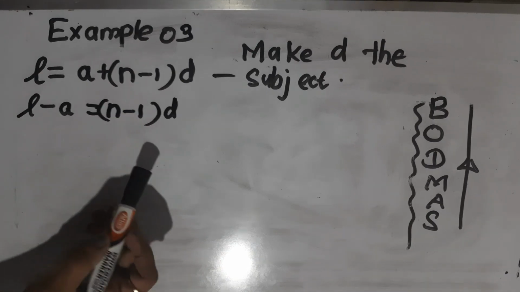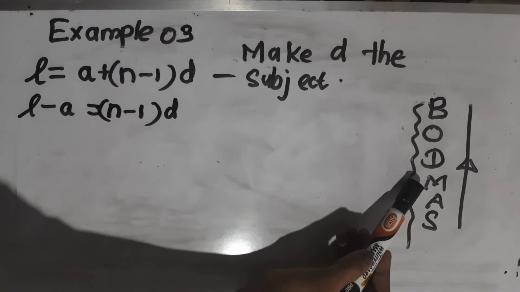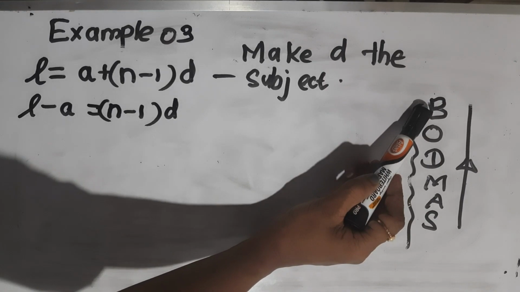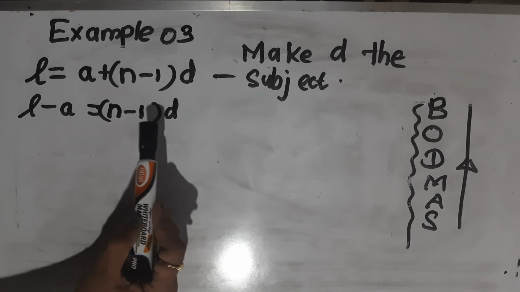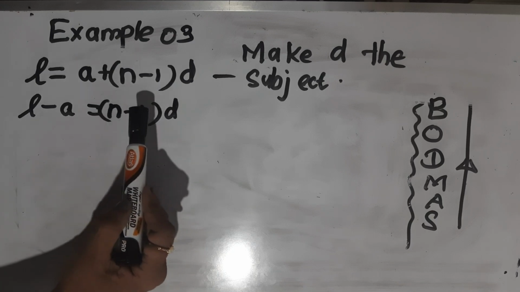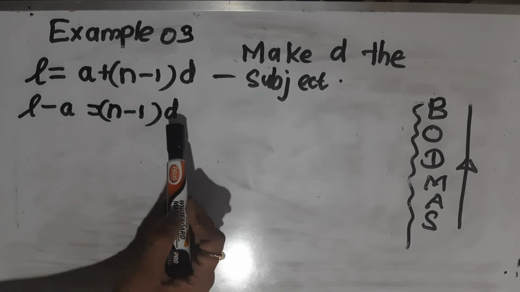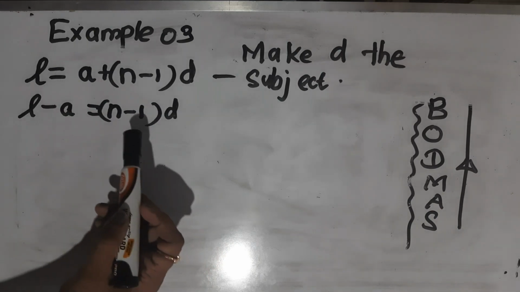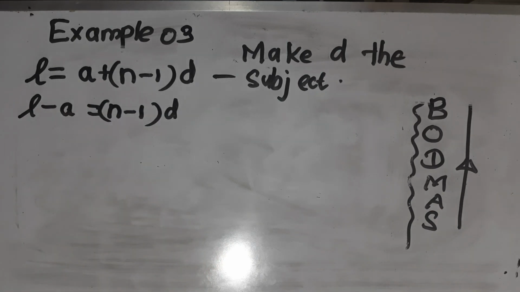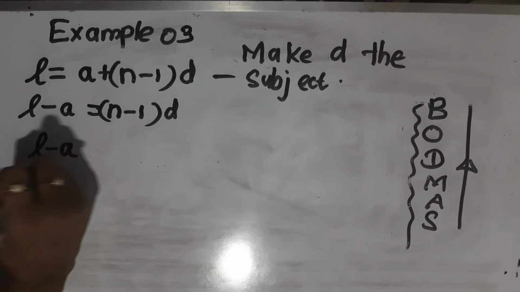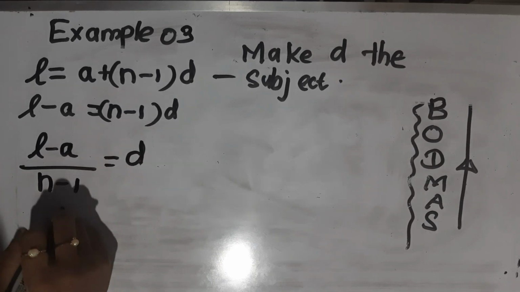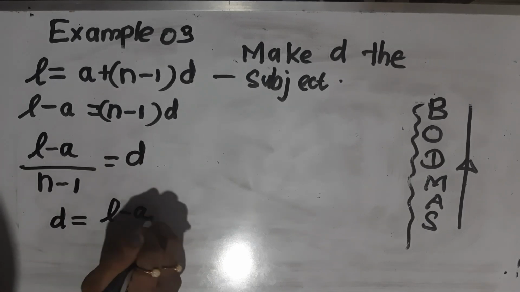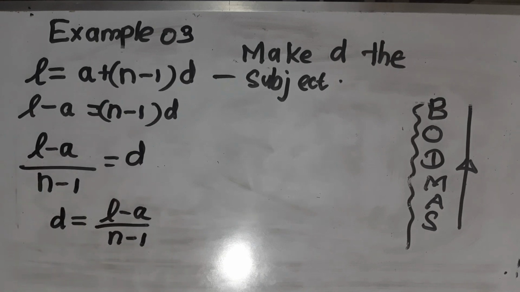Then addition, multiplication. Brackets should be removed as the final step. So we cannot remove this minus 1. We should remove this whole term, n minus 1 should be removed. So it's combined with d as a multiplication. So both sides are divided by n minus 1. Then L minus a divided by n minus 1 is equal to d. d is equal to L minus a over n minus 1. Here d is the subject.